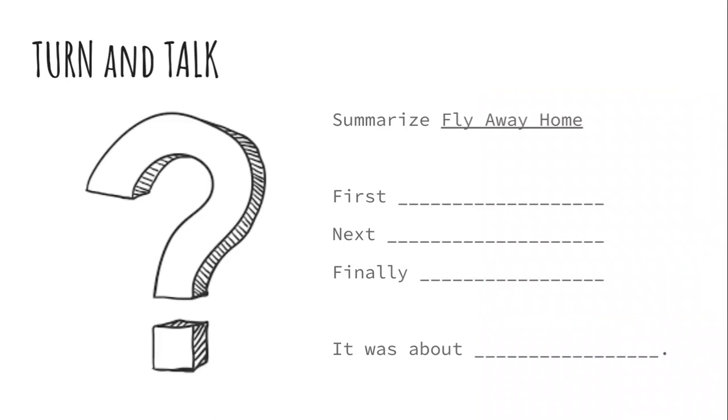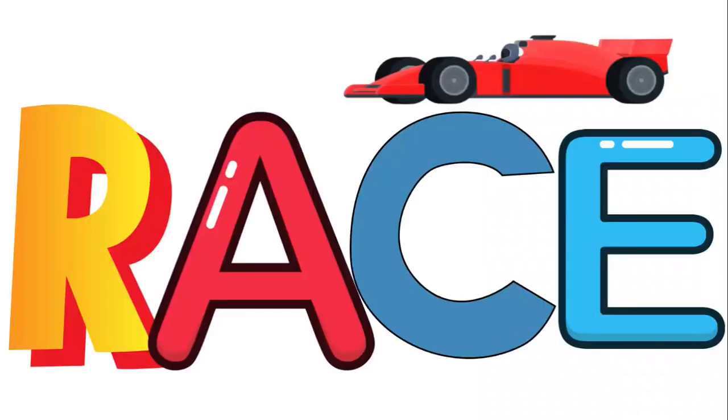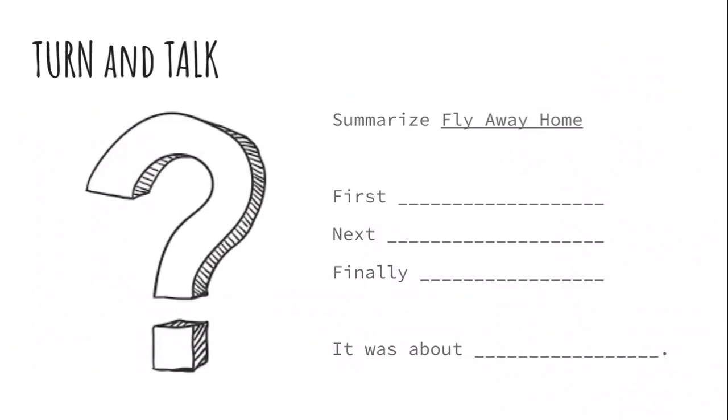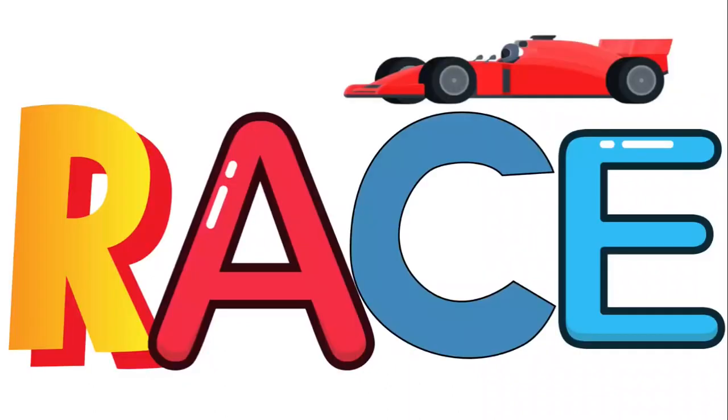Okay, now that we've turned and talked, we'll discuss. But now let's get to what we're learning today. We're learning how to use text evidence to answer questions. But this seems like such a hard thing to do that I'm going to teach you a shortcut, okay? I'm going to teach you how to do it using RACE. RACE is going to help us to remember all of the parts of our answer.